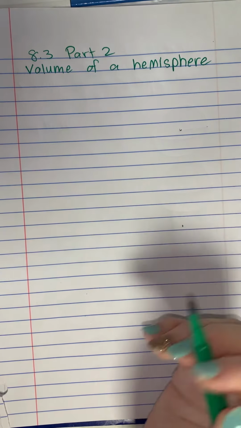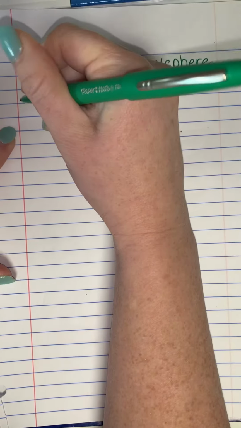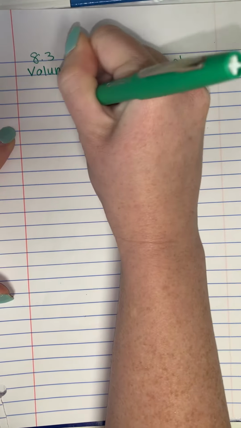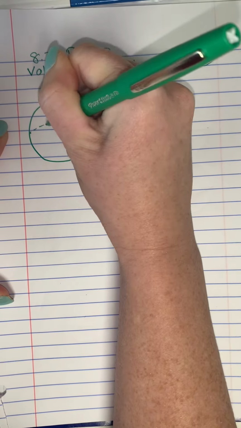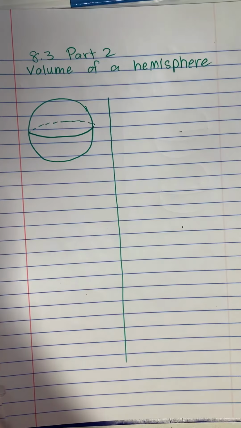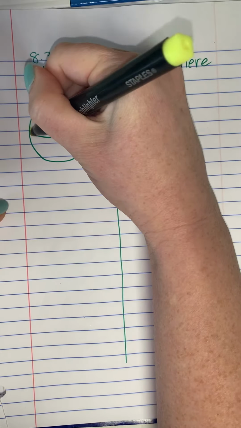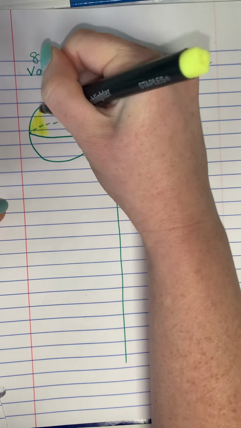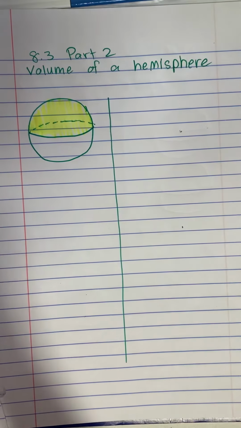Let's start with some vocabulary. What is a hemisphere? Well, you have to start with a circle. And the hemisphere is just half of that sphere. So it's either the top part or the bottom part of a sphere.